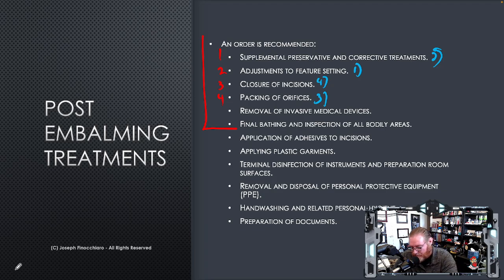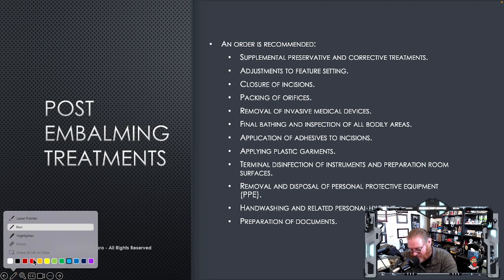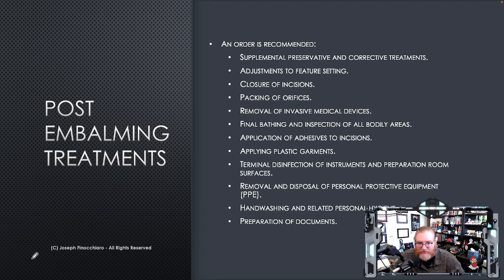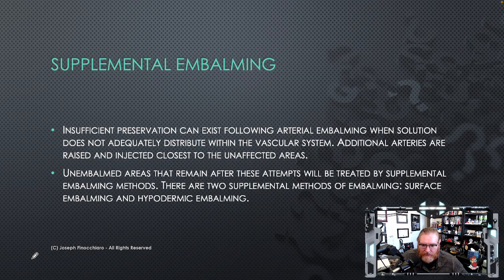For testing purposes, you're going to want to look at lists throughout the book, as this is the order in which to do it. It is perfectly fine to do it in this order. After that, it goes into a non-variable order: final bathing and inspection of all body areas, application of adhesives to incisions, applying plastic garments, terminal disinfection of the instrument and prep room surfaces, removal and disposal of your personal protective equipment or PPEs, hand washing and related personal hygiene, and finally preparation of documents.